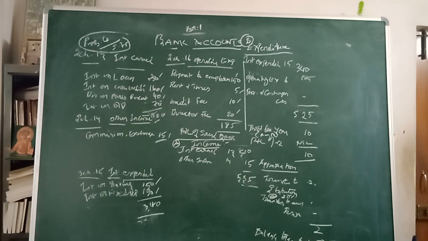We are given with some set of informations, and from this we are required to prepare the P&L account for the year ended 31st March. Interest on loan is given, that interest on loan 250 rupees. Mind it carefully, informations are provided in terms of thousands.